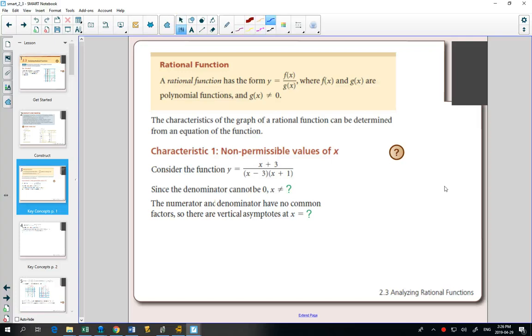So we've done characteristic 1 already, which was looking at the non-permissible values. Right now, we're looking at equations that are rational functions, which have some sort of polynomial in your numerator and another polynomial in your denominator. In this one, you're dividing by x minus 3 and x plus 1. Your non-permissible values are 3 and negative 1.